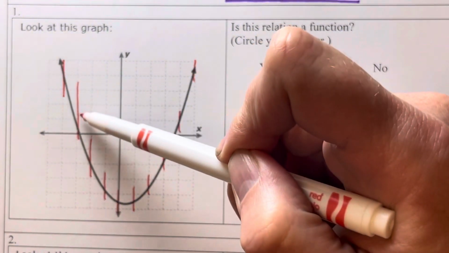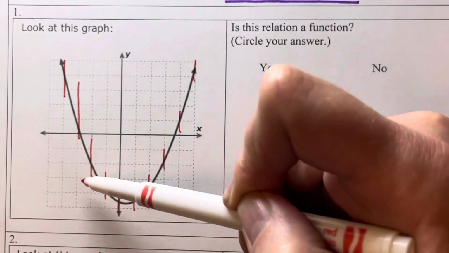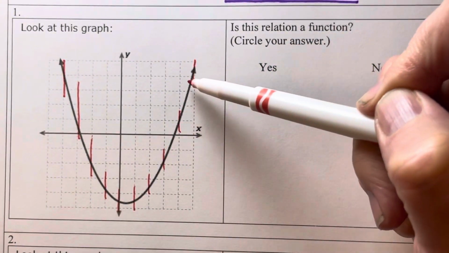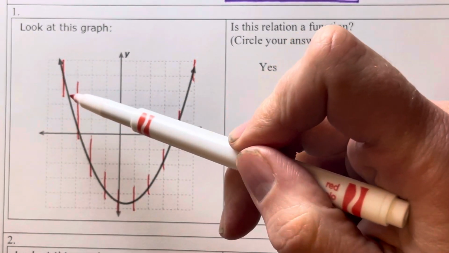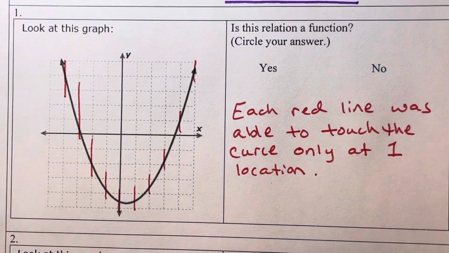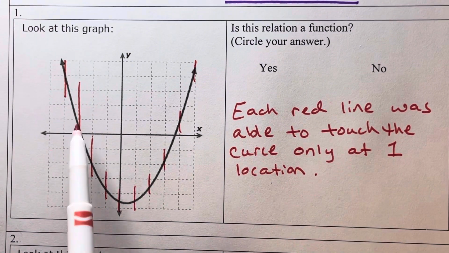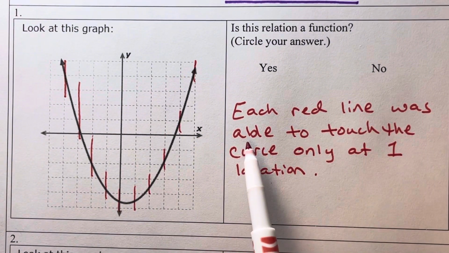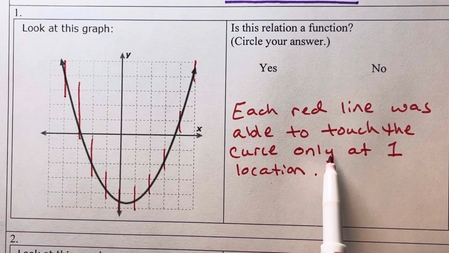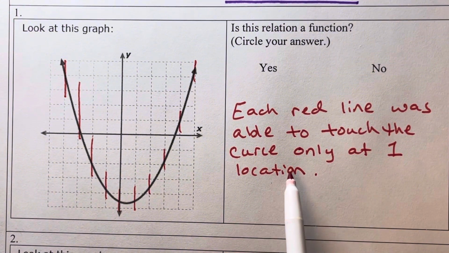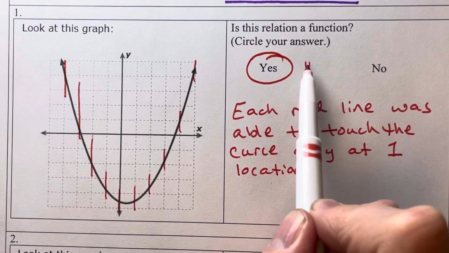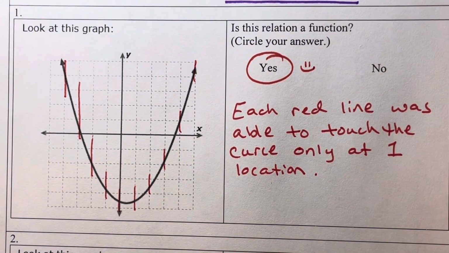If any of these red lines had been able to stretch vertically up and down and bump into the curve more than once, anywhere at all, then the answer would be no, this was not a function. Since each red line, every single one of these that I drew, was able to touch this curve, this parabola, only once, only at one location every time I drew a vertical line, then we are able to say yes, this is a function. And there you go.